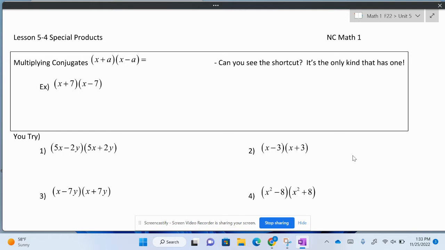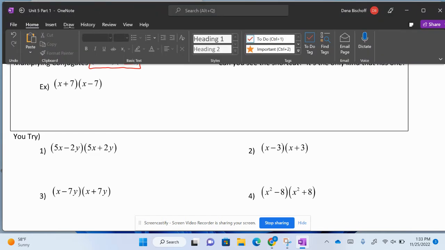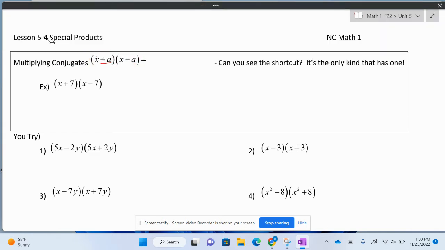So when you have a polynomial product set up in this way, parenthesis x plus a, close parenthesis, times parenthesis x minus a, you'll notice that these two terms are opposite. And something very unique happens. Let's just multiply the variables with the x's and the a's and see what we get here.